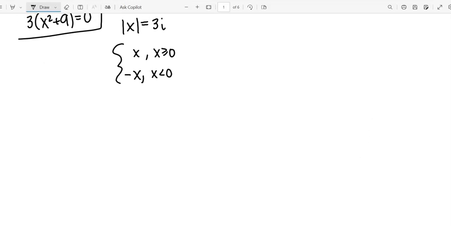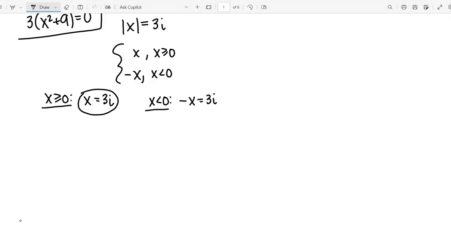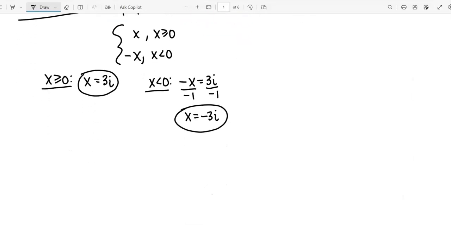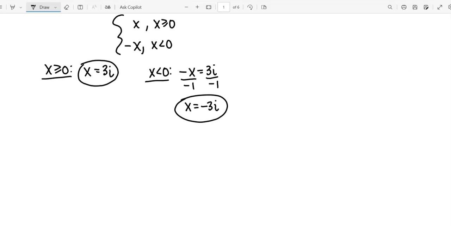So then I'll take my first piecewise, which was x is greater than or equal to 0. That'll be positive x is equal to 3i, and that one's already done. And then my other one was x is less than 0. For that one, I have negative x is equal to 3i. Divide by negative 1, and I get x is equal to negative 3i. And that one's done. It did say solve, or find the solution, so we're good just putting x equals.